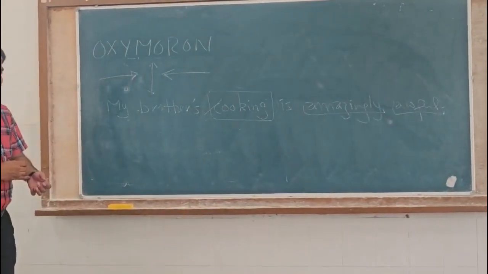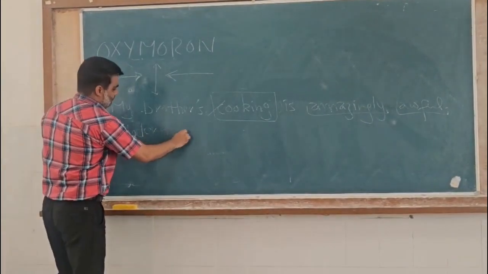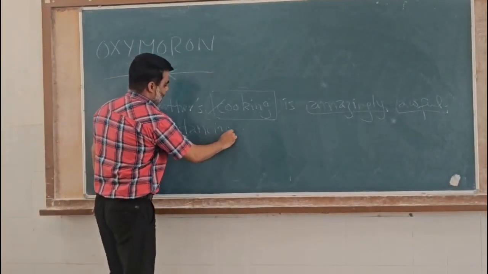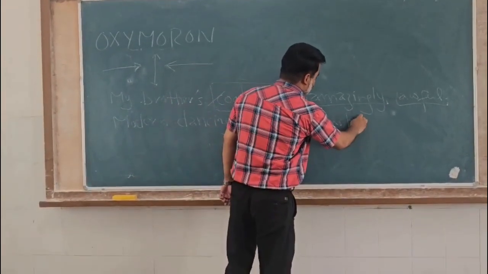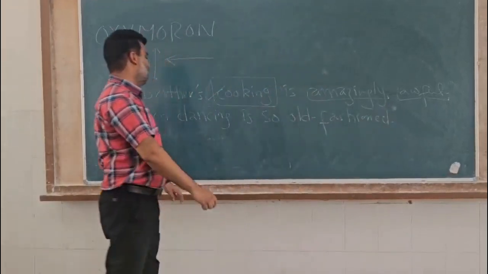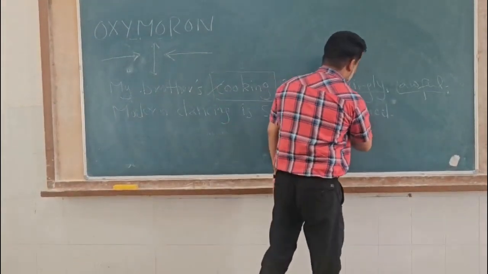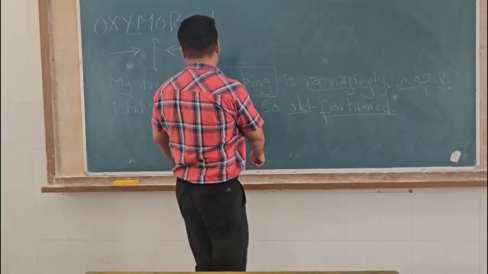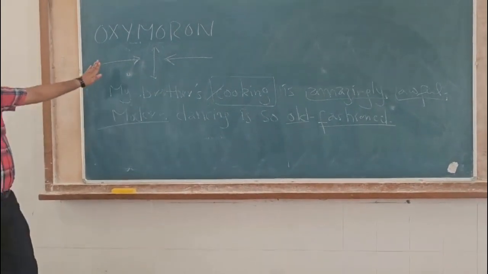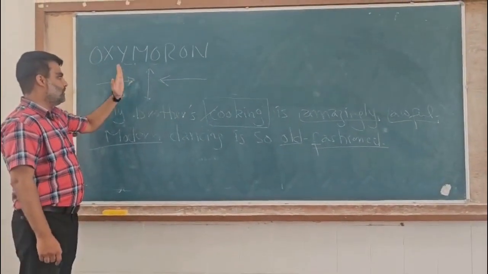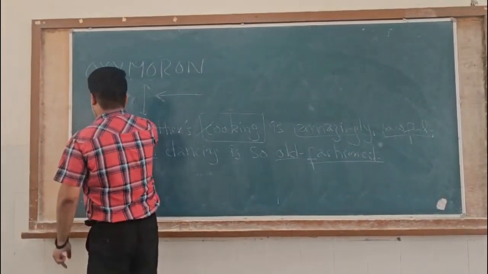Let's have a look at one more example. Modern dancing is so old-fashioned. So here, while describing dancing, we have used two opposite ideas. One is old and the other one is modern. So this is what oxymoron is, the coming together of two opposite ideas at the same time to describe the same entity. Let's have a look at another poetic device.